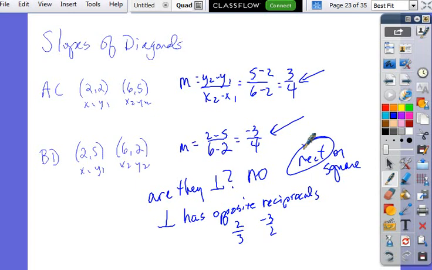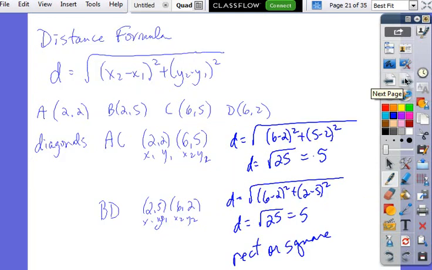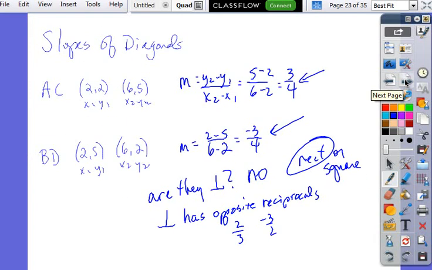But it all goes back to knowing the rules. If you don't know what the rules are, this stuff's not going to make any sense. We started by saying, yes, it's a parallelogram. Distance of diagonals told me it was a rectangle or a square. And then here, because they're not perpendicular, it's got to be a rectangle.